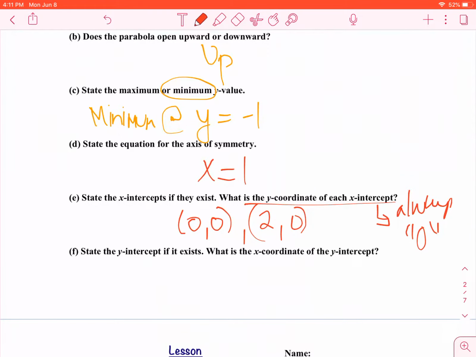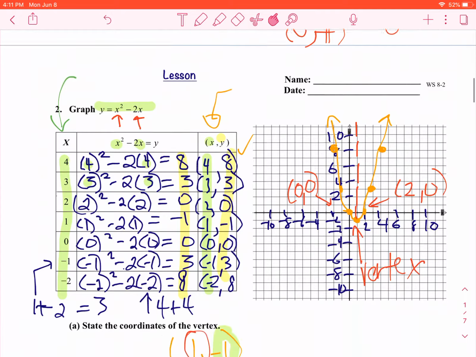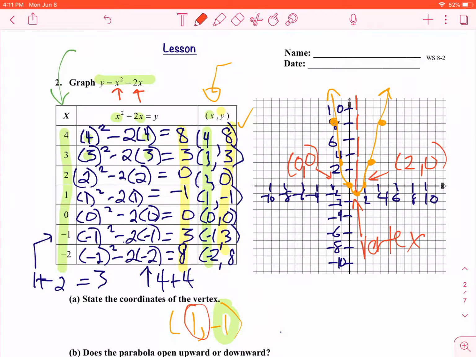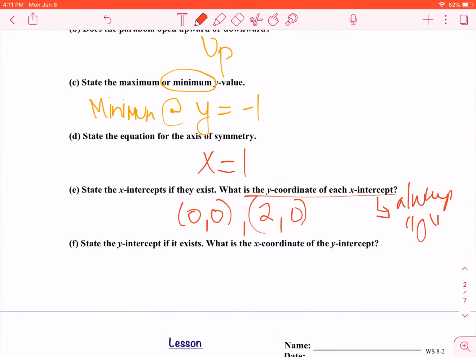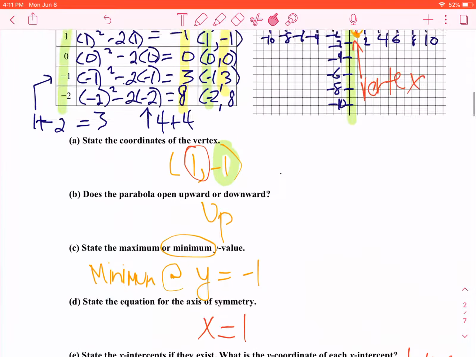Okay, y-intercept. So in this case, you'll notice here if I highlight your y-axis, your y-intercept does coincide with one of the zeros. So the y-intercept is actually at (0, 0) as well. Okay, so you can see how we're starting to tie everything together.